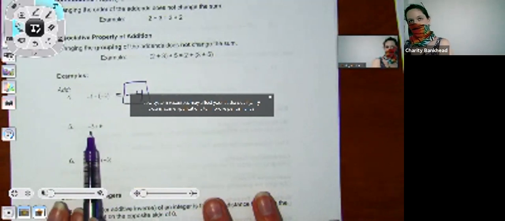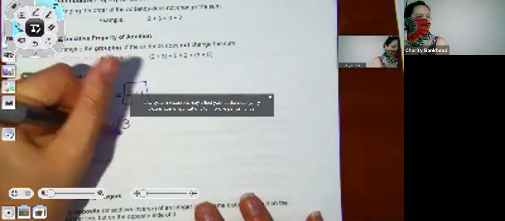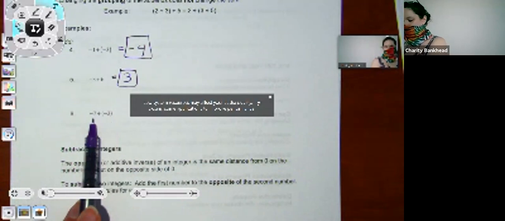All right, and if you want to do negative 3 plus 6, you could think, okay, if the account's overdrawn by $3 and I deposit $6, then my balance is going to be $3. All right, and on number 6, negative 7 plus negative 3. So if you're overdrawn by 7 and you spend 3 more, then you're at negative 10.